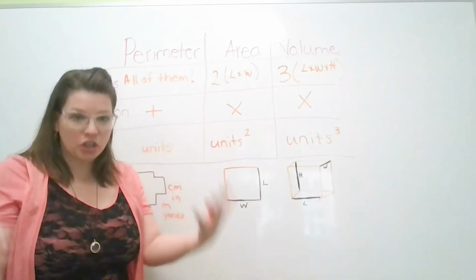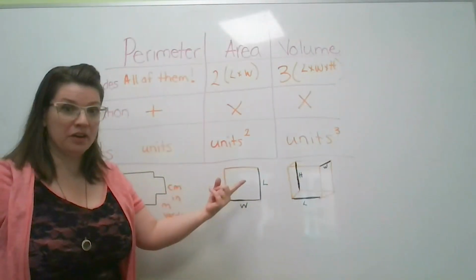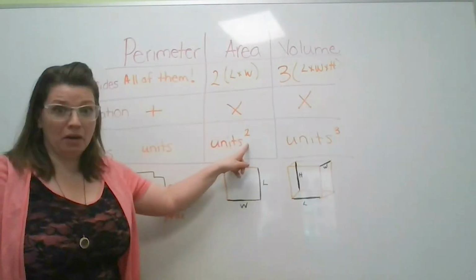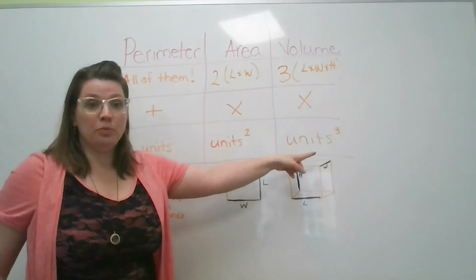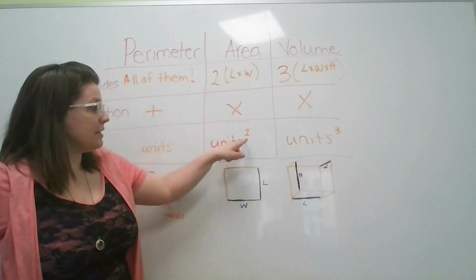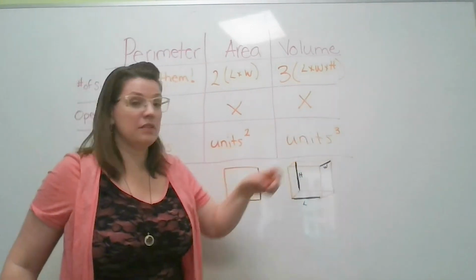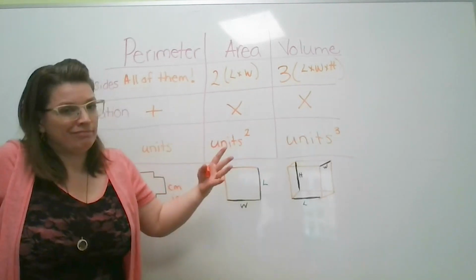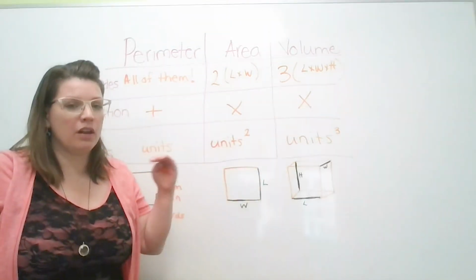3, units cubed. Here's units squared. Think about it, well, it's a square. Could be a rectangle, but units squared and units cubed. As long as you write down these 2s and these 3s, that's half of the answer, in my opinion. If you get the units wrong, it's not going to be the right answer, even though the numbers might be correct.